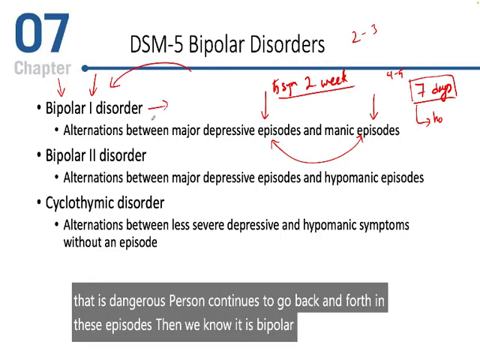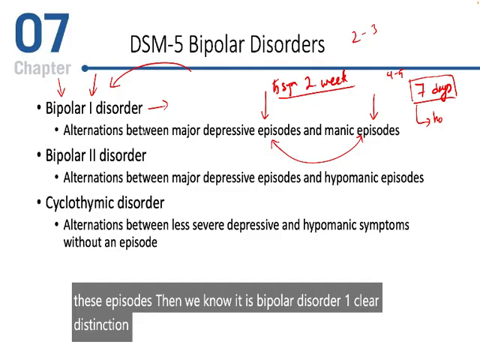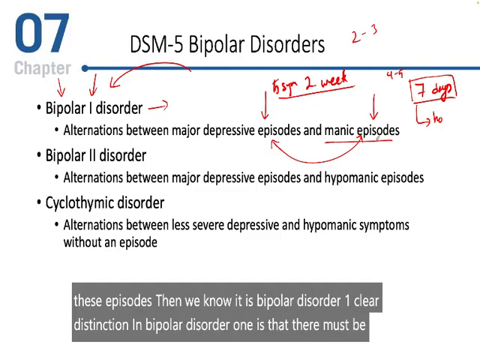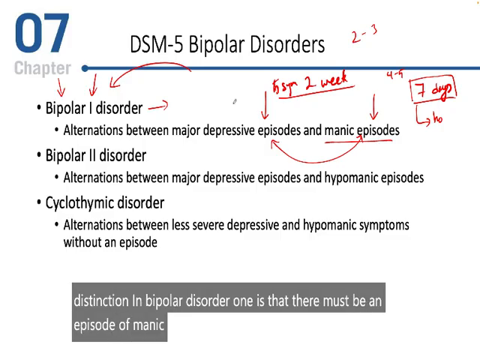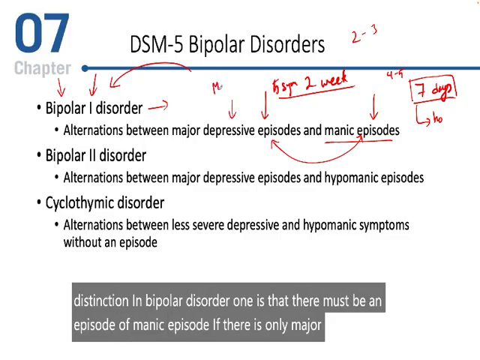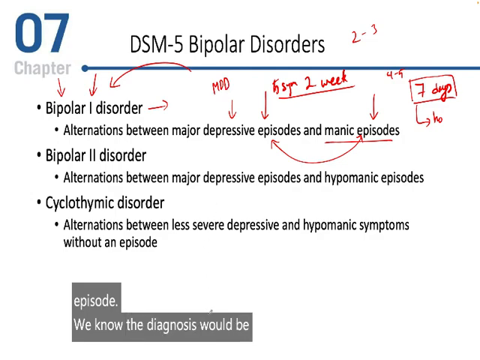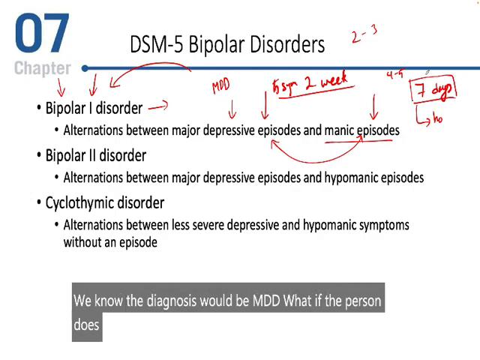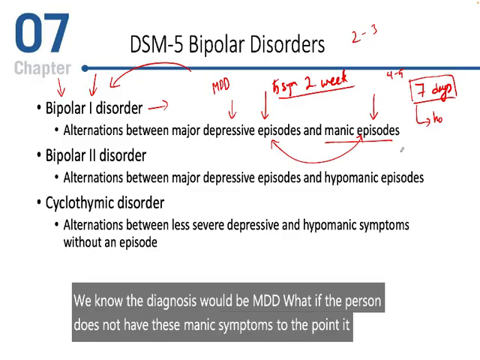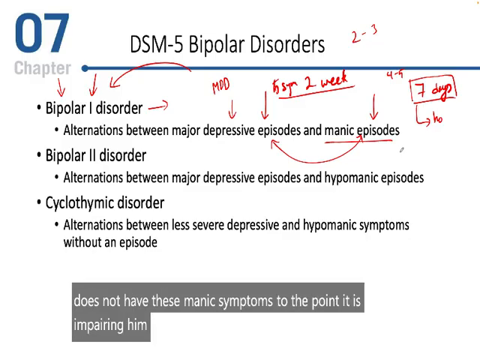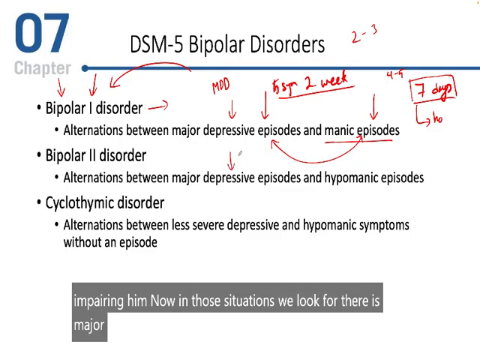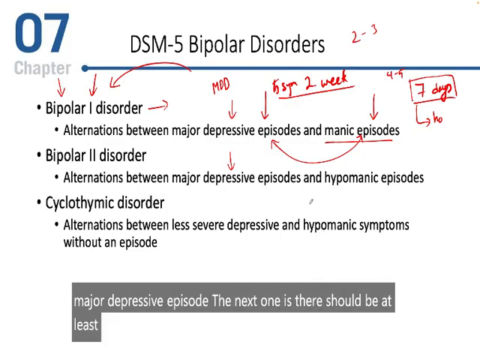One clear distinction in bipolar disorder 1 is that there must be a manic episode. If there is only a major depressive episode, we know the diagnosis would be MDD. What if the person does not have manic symptoms to the point that they impair him? In those situations, we look for a major depressive episode, okay. The next one is there should be at least one hypomanic episode.